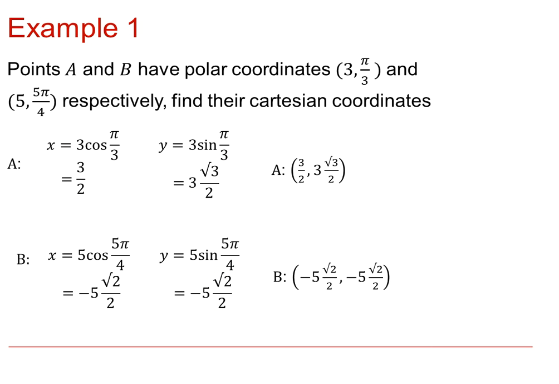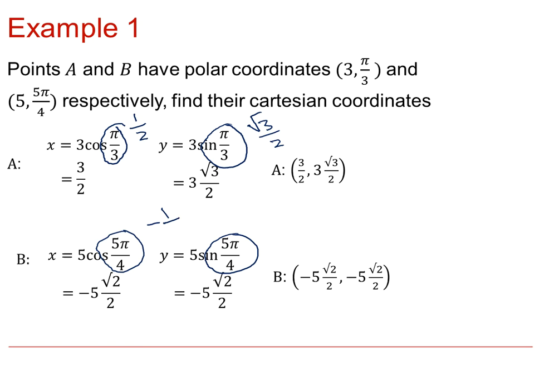It is really useful if we happen to know the standard trig values, so cos pi by 3, if we know that's a half, and if we know that sine pi by 3 is root 3 over 2, that really speeds up the calculations. So again, cos 5 pi by 4 and sine 5 pi by 4 were both minus 1 over root 2.